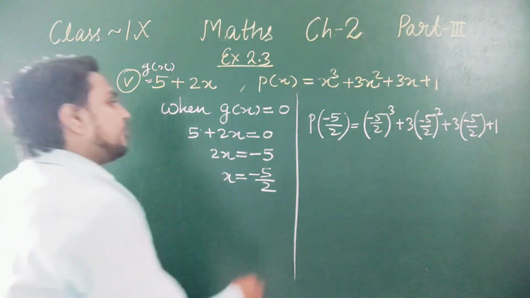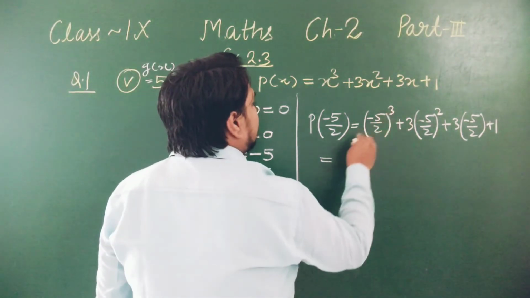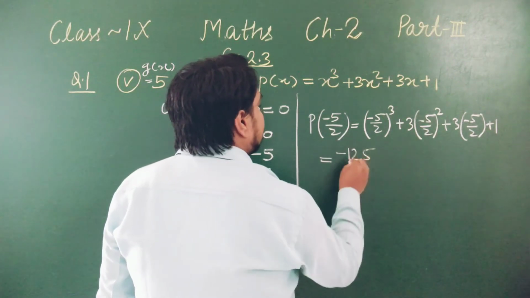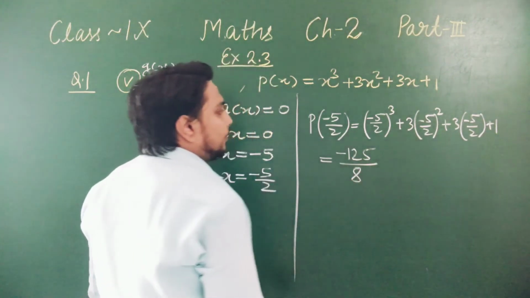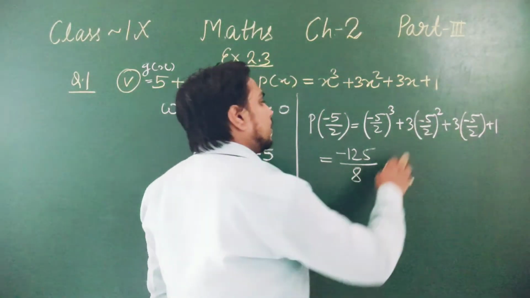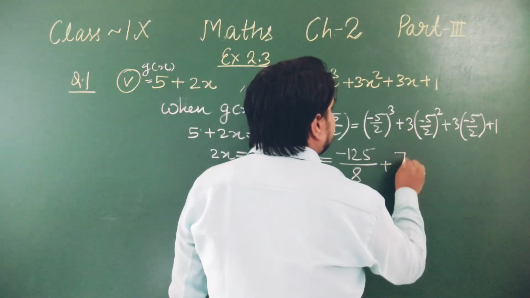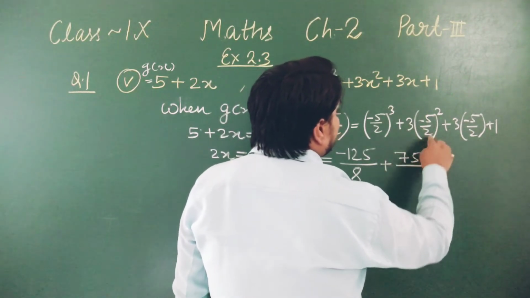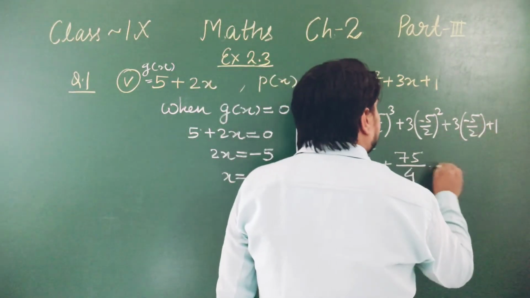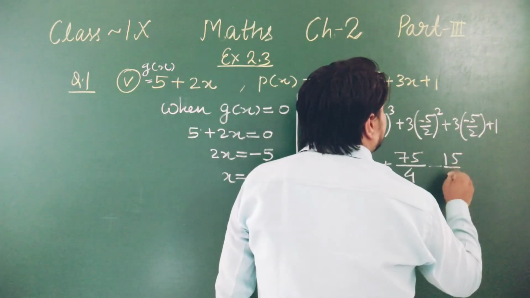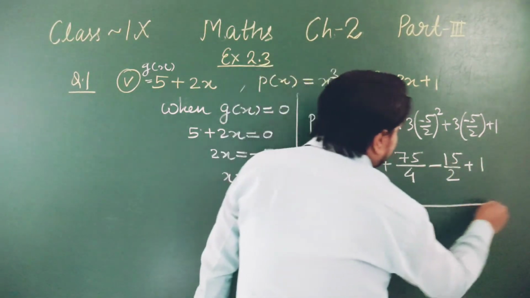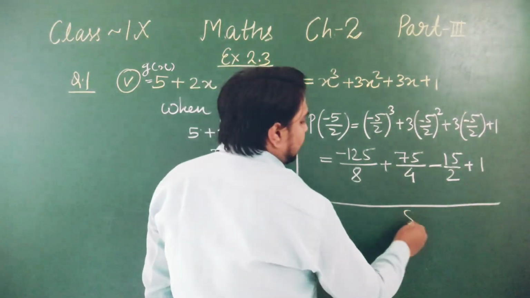Let us simplify it. Minus 5 by 2 cube: minus 5 cube will be what? Minus 125. And 2 cube will be what? 8. Minus 5 square will be plus 25. Plus 25 times 3 is 75, upon 2 square, which is 4. Then minus 15 by 2, and then plus 1. If you take the LCM, what will the overall LCM be?